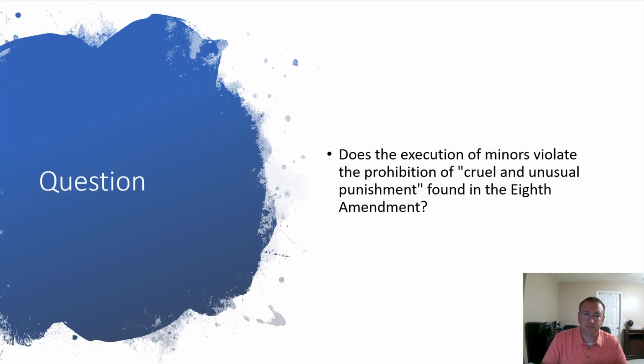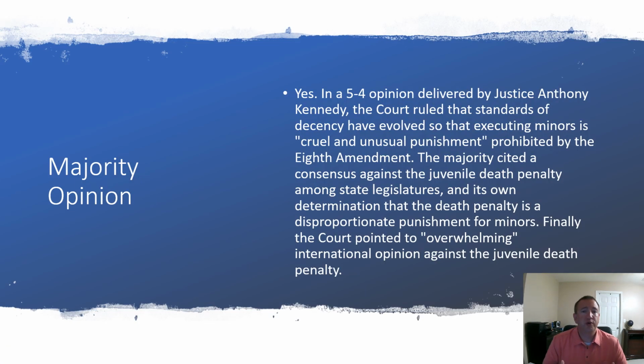So, does the execution of a minor violate the prohibition of cruel and unusual punishment found in the Eighth Amendment? Well, the majority opinion said yes. They sided with the Missouri Supreme Court. They sided with the juvenile in question who was sentenced to death in a 5-4 decision. So this wasn't unanimous. It was only 5-4. There were 4 justices that disagreed with this opinion. So this is very controversial.